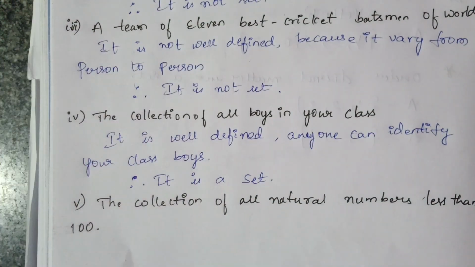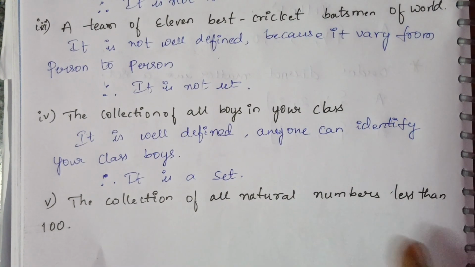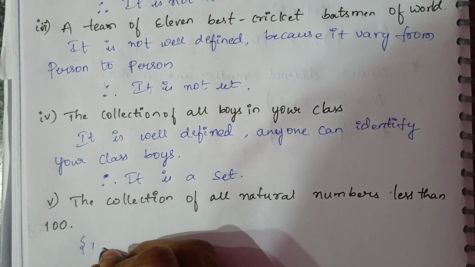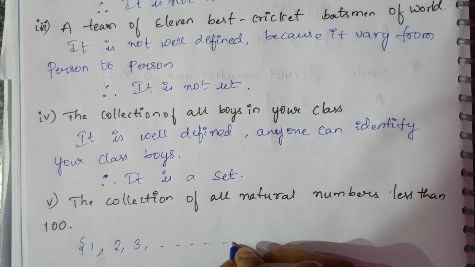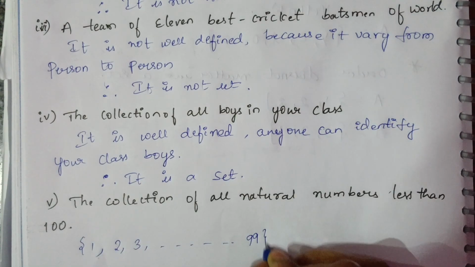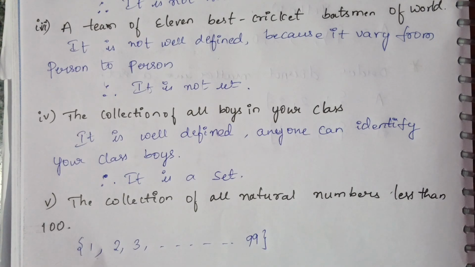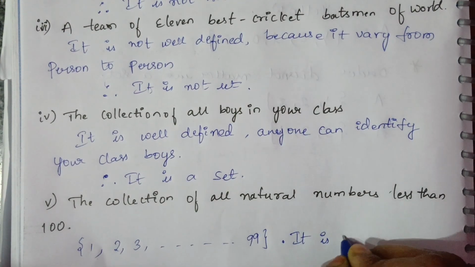Next, the collection of all natural numbers less than 100. The natural numbers start with 1, 2, 3, and less than 100 means up to 99. If you ask anyone, it is well defined. Why? Because if you ask anyone, they'll tell the same answer. So it is not varying. Therefore it is a well defined object.